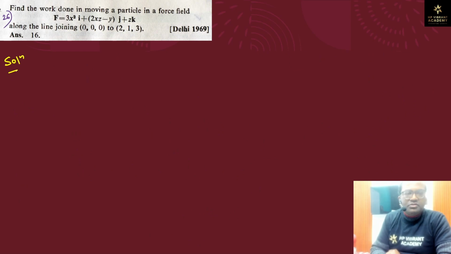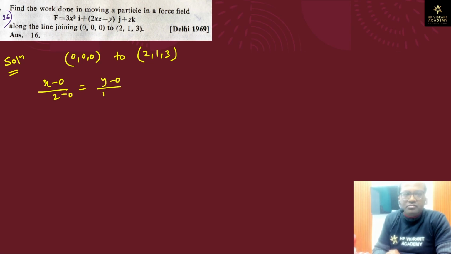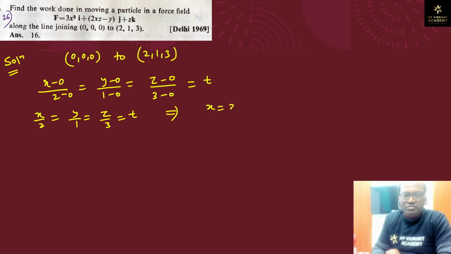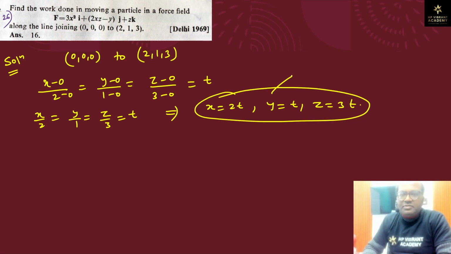Now let us discuss question number 26. How can we solve this? Find the work done in moving a particle in a force field along the line joining (0, 0, 0) and (2, 1, 3). So we have the equation of the line as (x minus 0) upon (2 minus 0) is equal to (y minus 0) upon (1 minus 0) is equal to (z minus 0) upon (3 minus 0). Let us take this as t. So x upon 2 is equal to y upon 1 is equal to z upon 3 is equal to t. From here we have x is equal to 2t, y is equal to t, and z is equal to 3t.